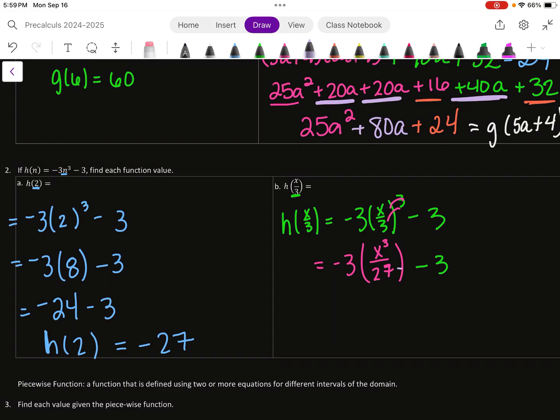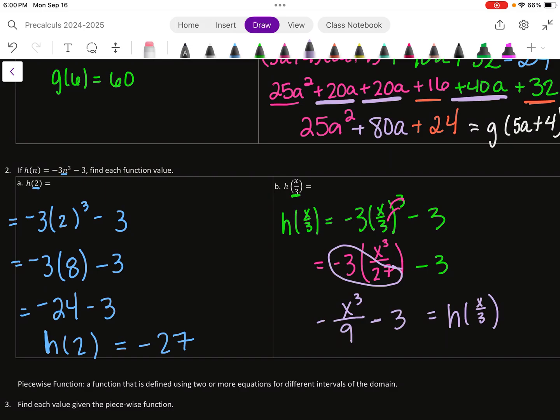So then I'm going to actually simplify this, negative 3 divided by 27, which is negative 1/9. So it's negative x cubed over 9, minus 3. That minus 3 is just getting tagged on there the whole time. And that's our final answer. This can also go at the end here if I didn't want to scrunch this in. All right, so just function notation there.